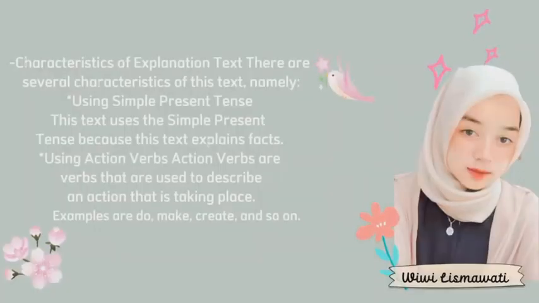Characteristics of explanation text. There are several characteristics of this text, namely, using simple present tense. This text uses the simple present tense because it explains facts. Using action verbs. Action verbs are verbs that are used to describe an action that is taking place. Examples are do, make, read, and so on.